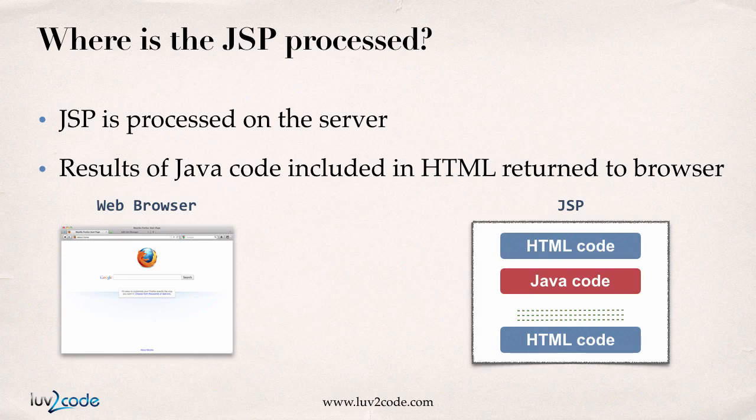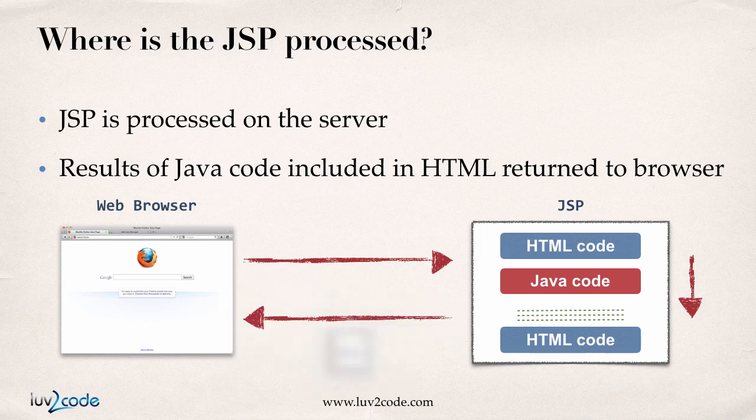So here's an example. We have a web browser. We make a request for a JSP page. It goes across. The JSP page is processed by your server. And then the results of that Java code will generate HTML. And those results are actually returned back to the web browser, and it's returned back to the browser as just plain HTML. So in effect, the Java code can generate HTML that goes back to the web browser.